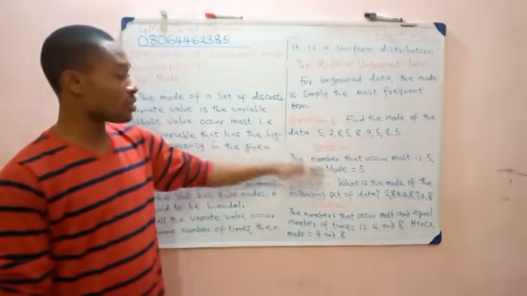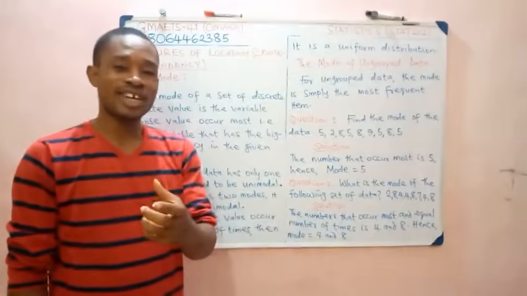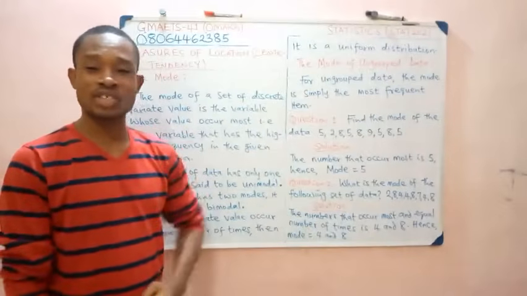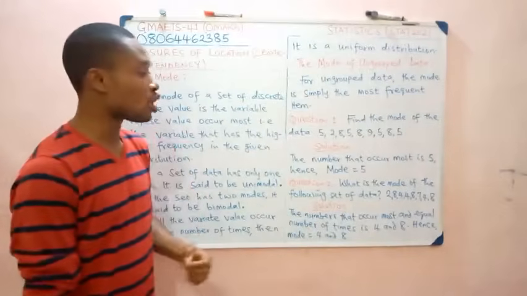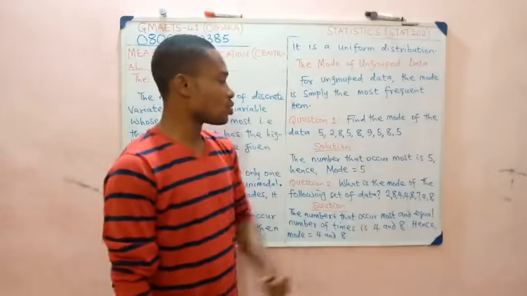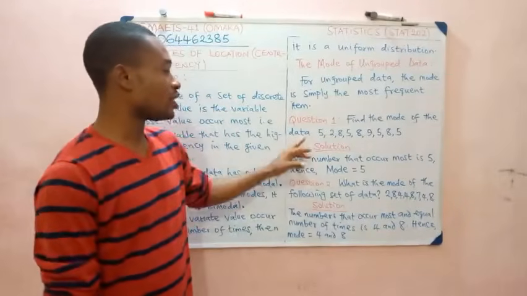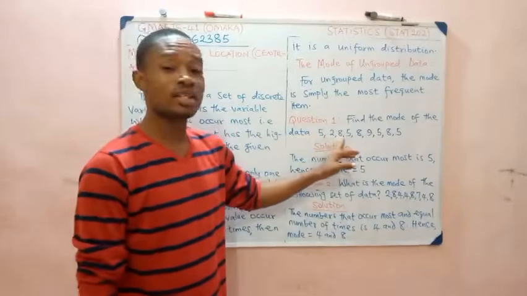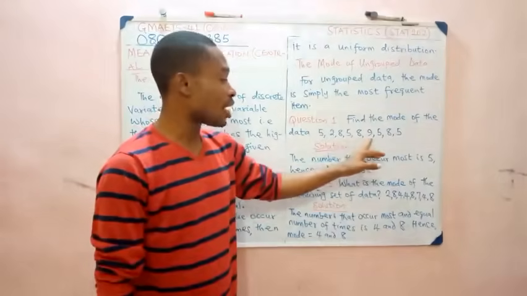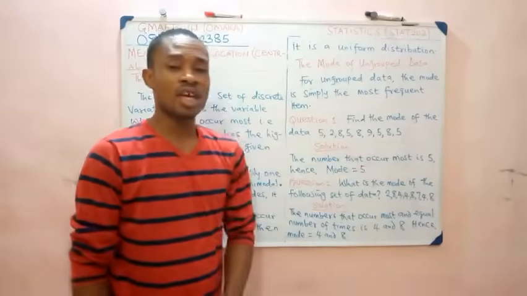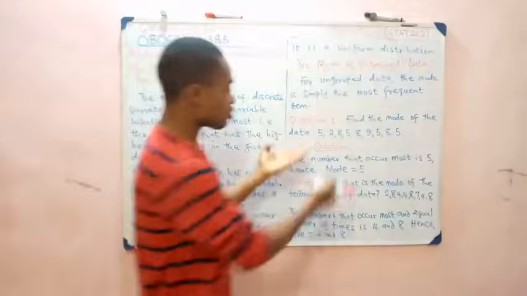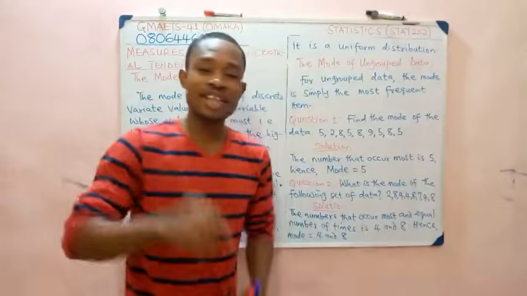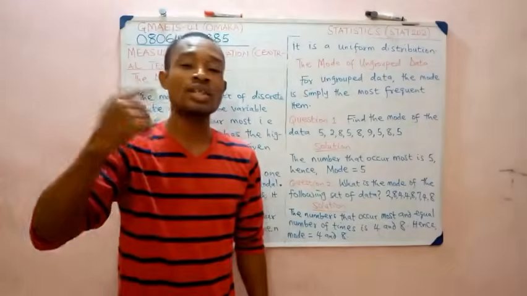We have two questions on the board here that we're going to solve. We'll answer these questions to help us understand the mode of ungrouped data. Look at question number 1. Find the mode of the data 5, 2, 8, 5, 8, 9, 5, 8, 5. Now how do we get the mode? Quickly go to the distribution and check the number that occurs the most.